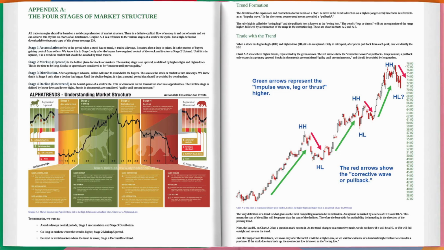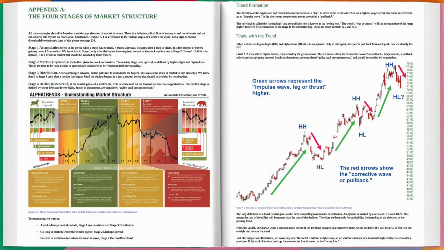Trend formation. The direction of the expansions and contractions forms trends on a chart. A move in the trend's direction on a higher, longer-term time frame is referred to as an impulse wave. In the short term, countertrend moves are called a pullback. The rally high is called the swing high, and the pullback low is known as the swing low. The trend's legs or thrusts will see an expansion of the range higher, followed by a contraction of the range in the corrective leg. These are shown in charts A2 and A3.